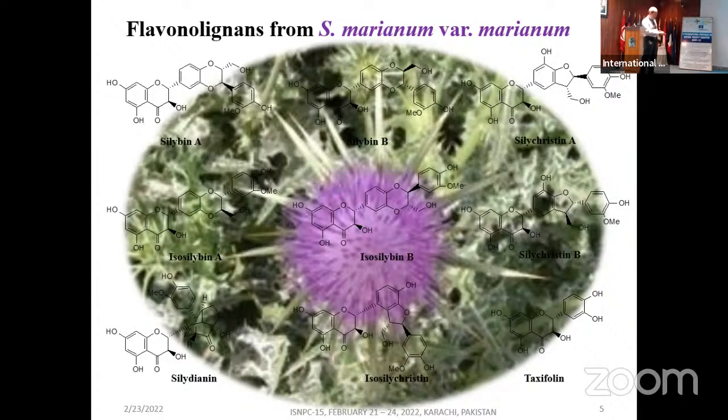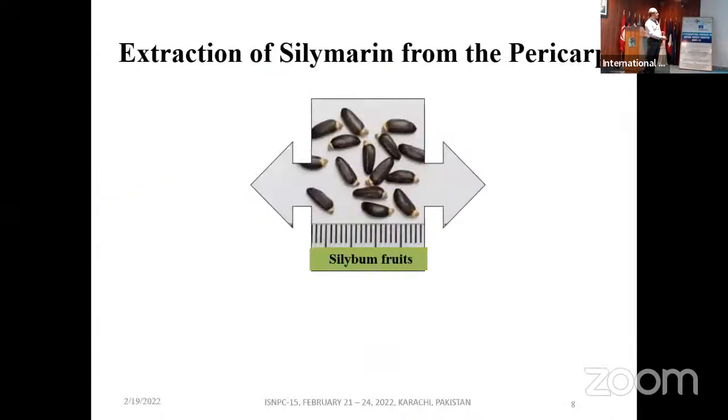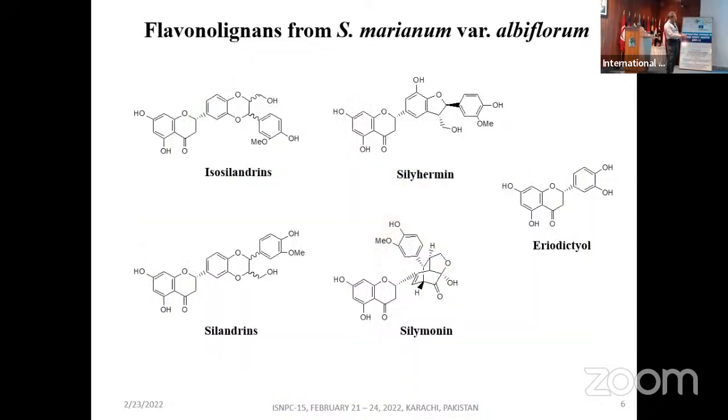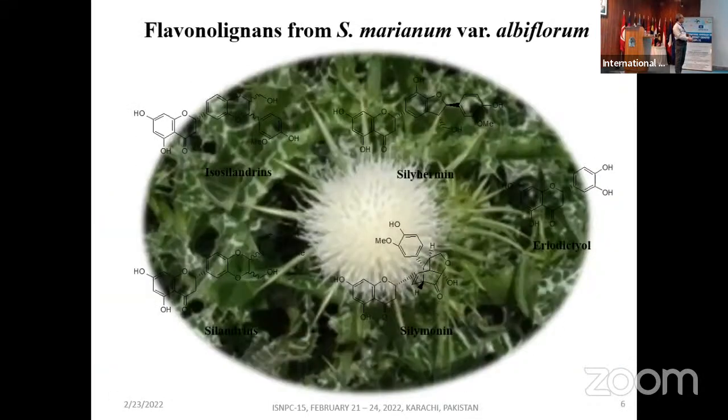Another variety which is available in Egypt and also in other parts of the world, variety albiflora, produces similar types of flavonolignans based on the flavanone eriodictyol, namely isosilandrin, silyhermin, silandrins, and silymonin. This is called the variety albiflora, and it is characterized by the white flowered plant.